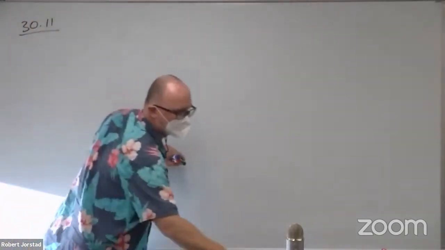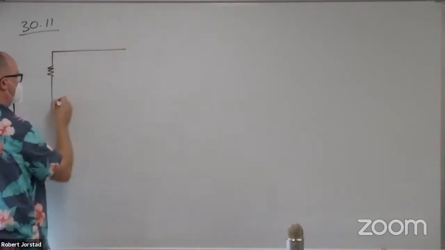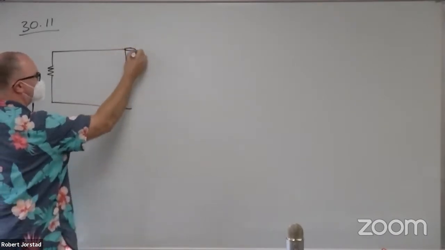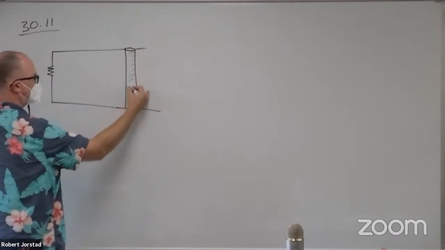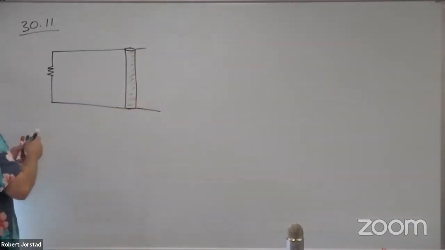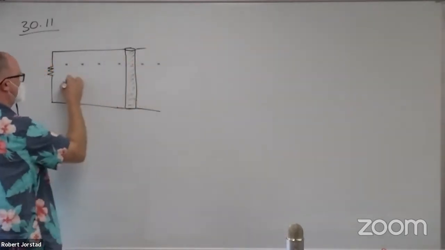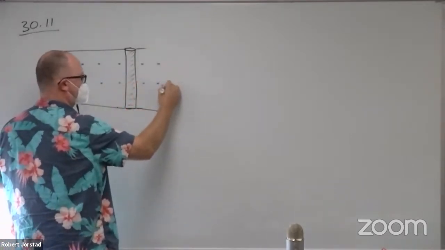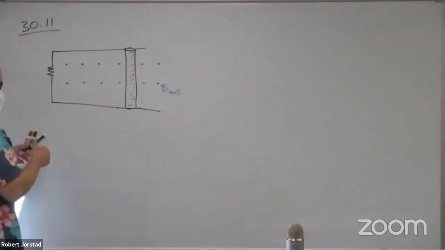30.11? Okay, we got a resistor here. We've got a rod. We got some rails. There's an external B field. That's the magnets inside of there. So this is B external. Now, this particular one, I gave a bunch of numbers because I think sometimes it helps to have some numbers. So I'm going to try and write these down.